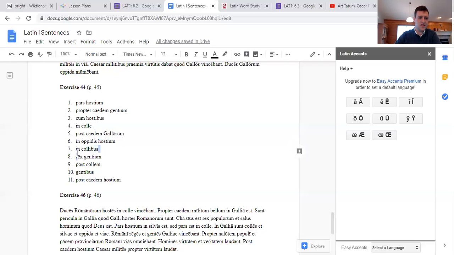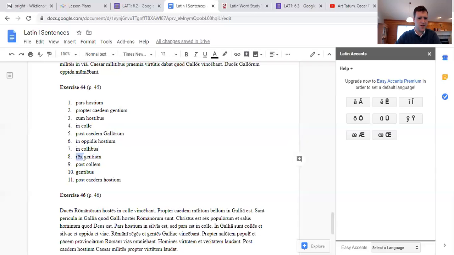In collibus, now we've got in with the ablative again, just like number 4, in colle, on the hill. But now colles is plural, so on the hills, or we could even say in the hills, right? Like the town is in the hills. That makes sense.